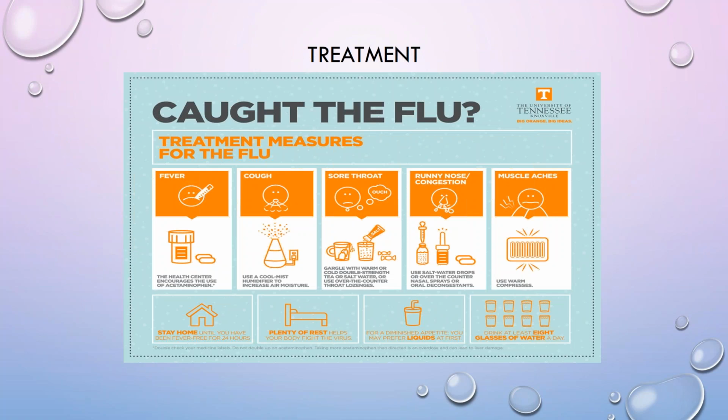What's the treatment? So if you've caught the flu, what is the treatment? Primarily a fever reducer agent you need to take, Tylenol, something like that. For cough, they say use a cool mist humidifier to increase air moisture. For sore throat, you gargle with warm or cold double-strength tea or salt water, or use over-the-counter throat lozenges. For a runny nose or congestion, you use salt water drops or over-the-counter spray or oral disinfectant. For muscle aches, you use warm compresses.